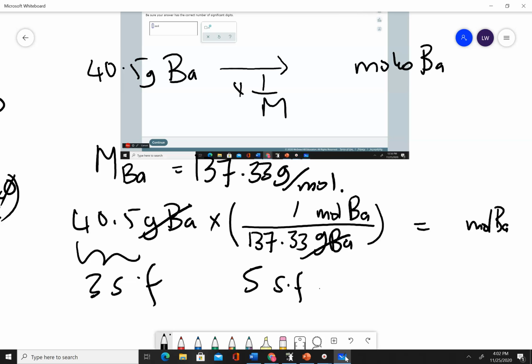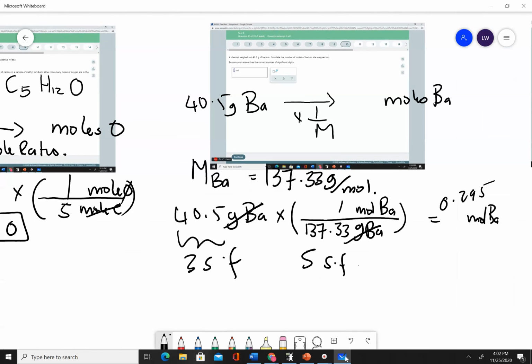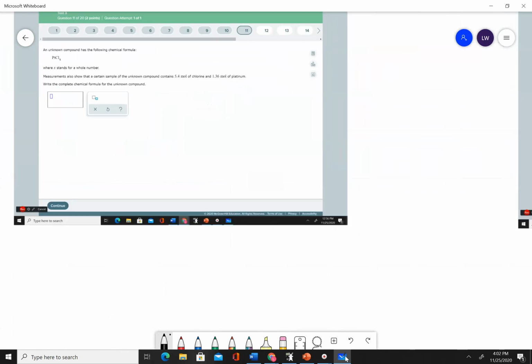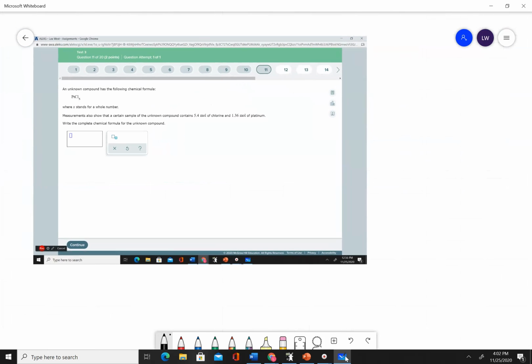So 40.5 times 1 on 137.33 ends up being 0.295. Now we know it needs to be less than 1 mole because a whole mole weighs 137 grams and we have less than that. So that makes sense. Pretty simple conversion from grams to moles: just multiply by 1 on the molar mass. Alright, what have we got here?